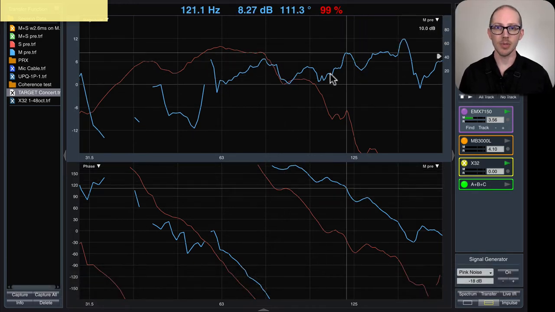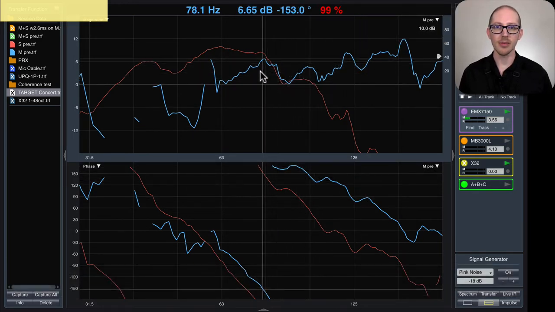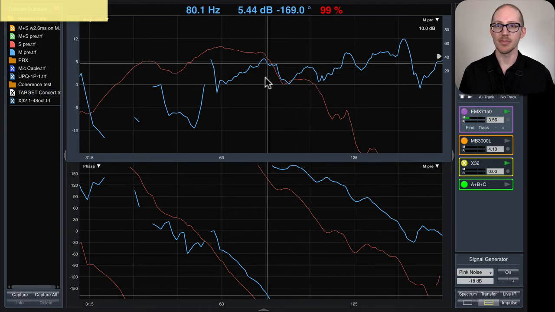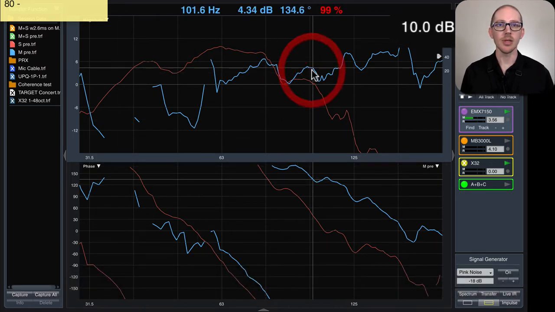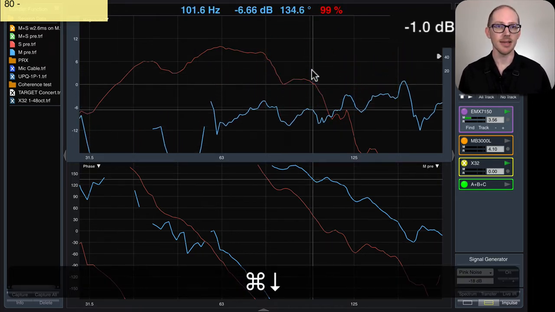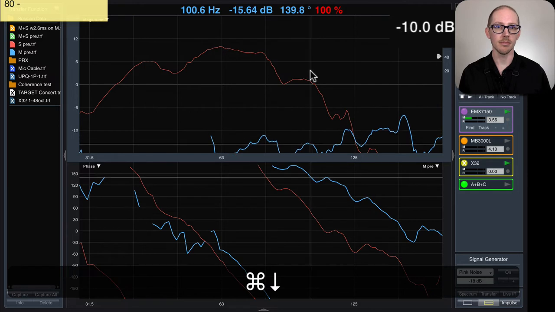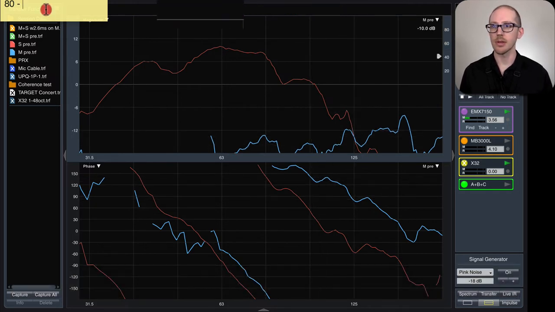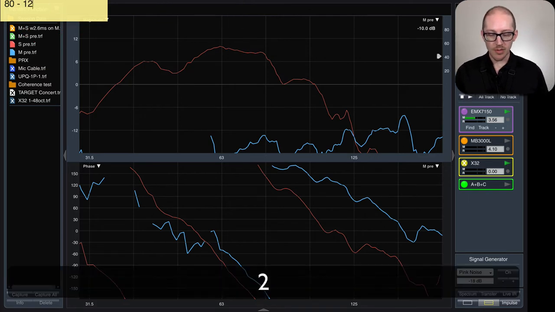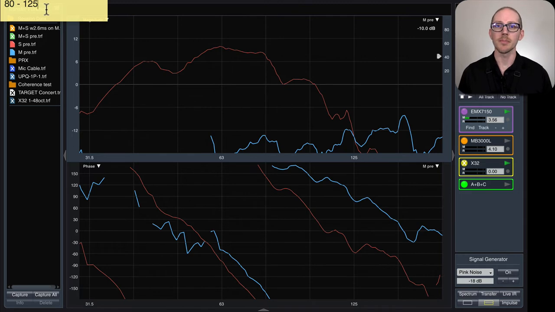I'm going to look at that frequency. Could be any one of these. Okay, let's go with 80. Now let's go in the other direction, minus 10. That one's easier to see, 125. So our crossover region is 80 hertz to 125 hertz. So I need to be within 60 degrees between those.